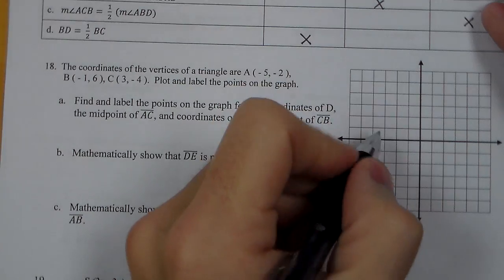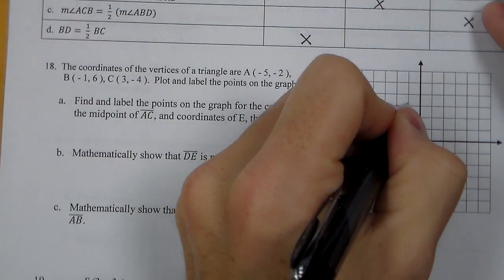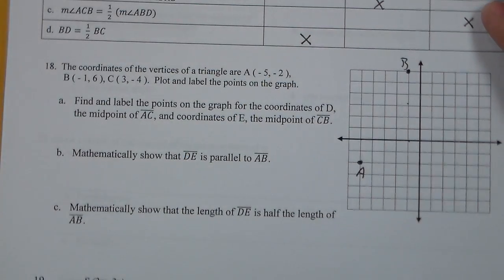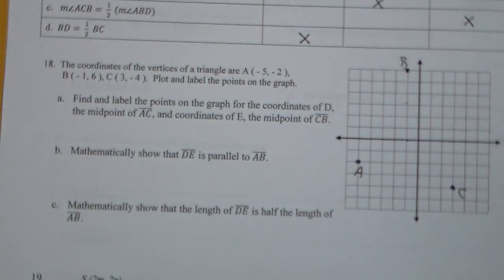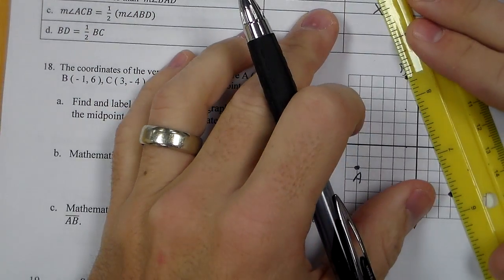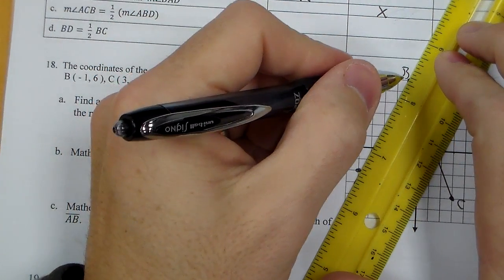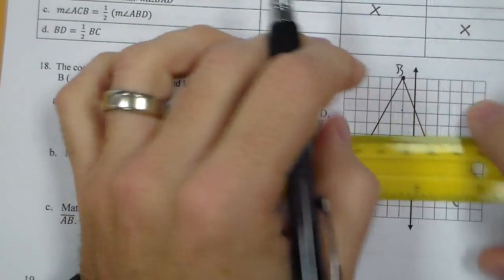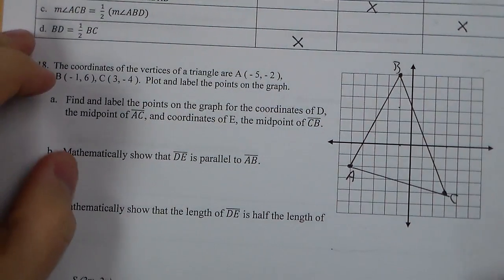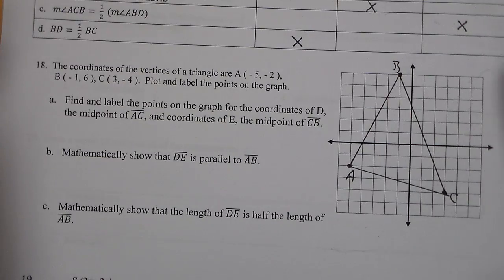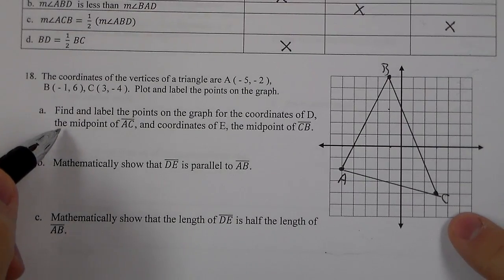Now we go on to 18. We're going to graph our triangles. I have A here, I have B and C. So find and label the points for coordinates D, which is the midpoint of AC, and E, the midpoint of CB. So let's start with AC.